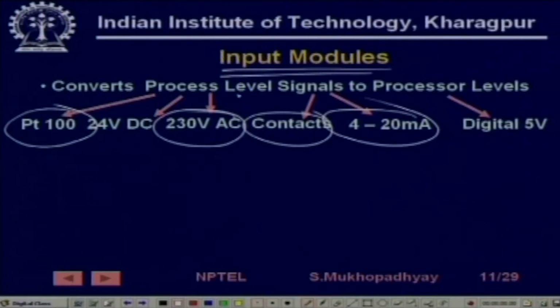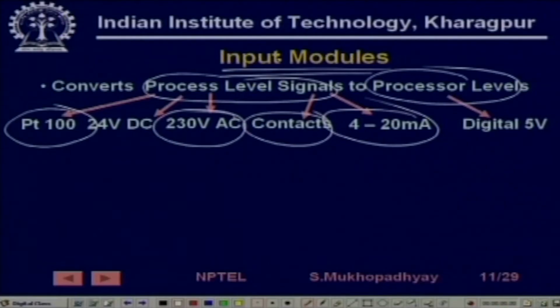A PLC is an electronic device, it is actually a digital electronic device. So, as such it cannot take in that kind of electrical signal. So, it must convert them to processor level signals which are digital, typically 5 volt or maybe 2.5 volt, whatever. That job is actually done by the input modules. Their job is to basically translate process level signals to processor level signals, also convert them from analog to digital sometimes, if they are not always digital.